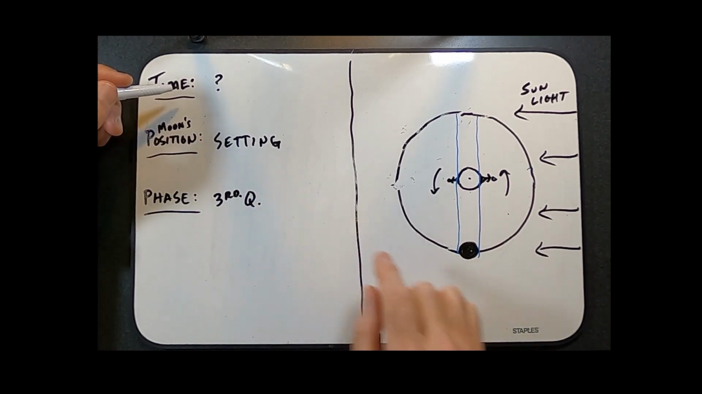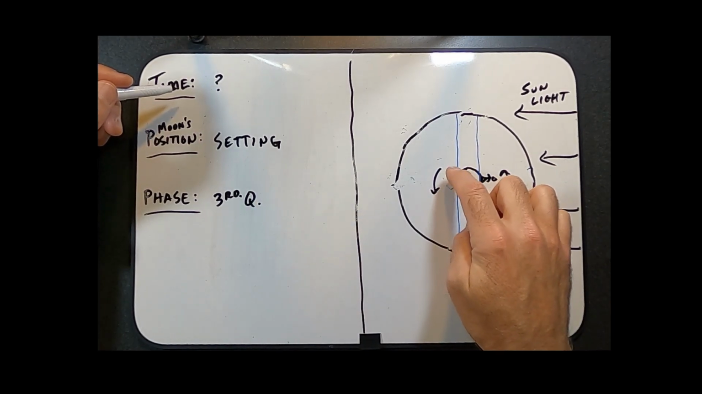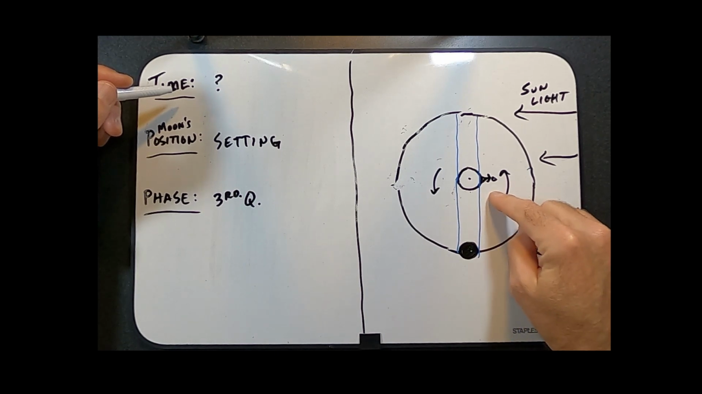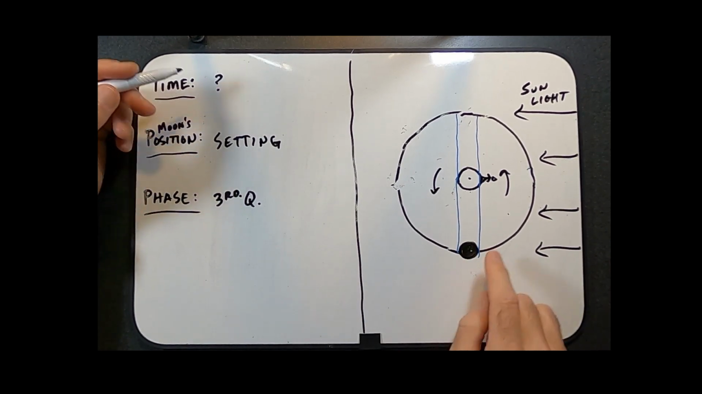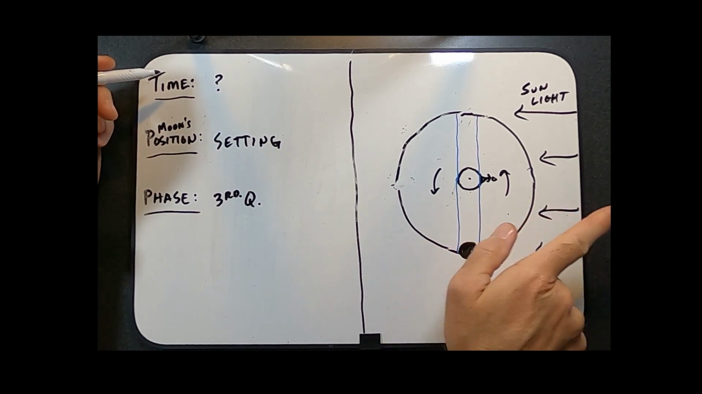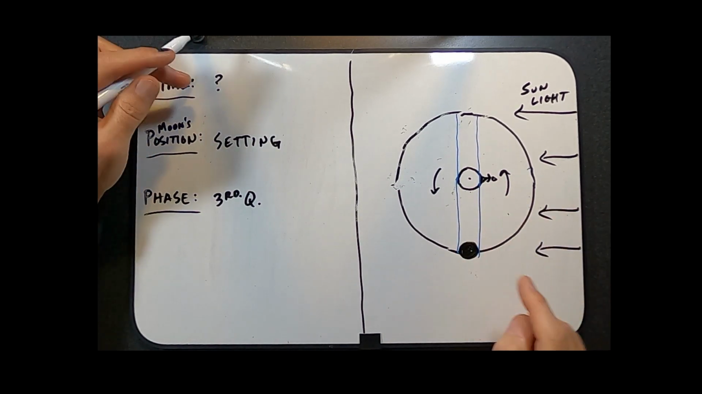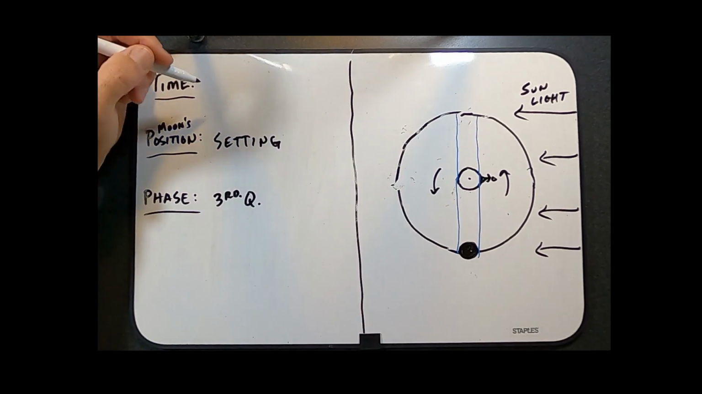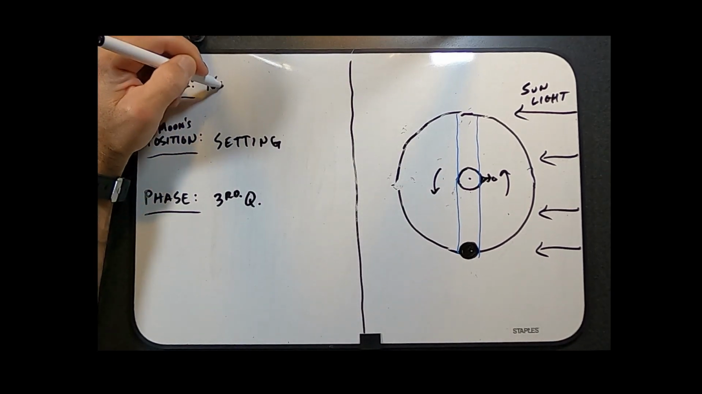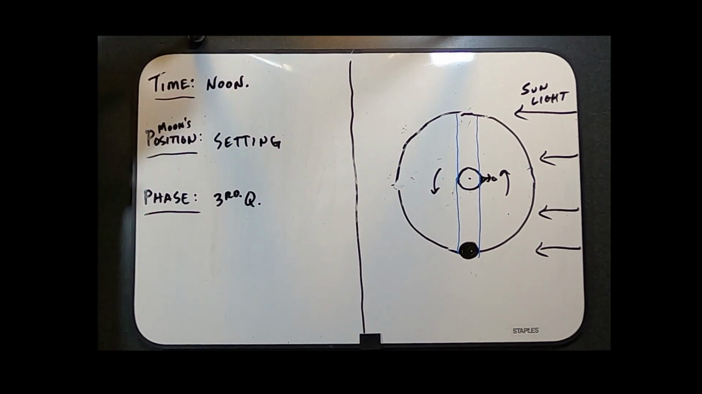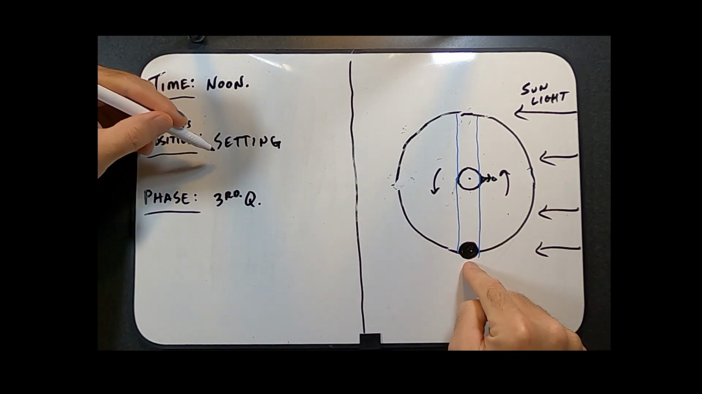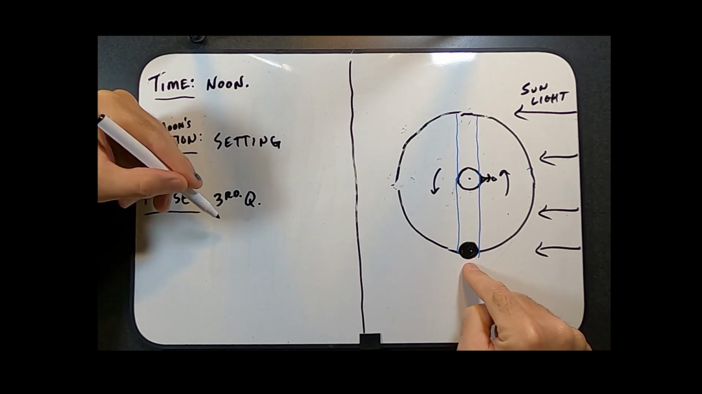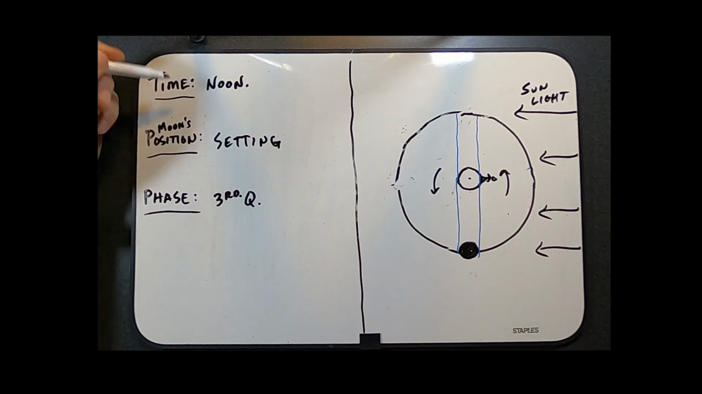So we want setting, which means it can't be this person. This person sees this moon setting. It's a third quarter moon. The time of day is when the sun is directly overhead. The time of day, think about what it is, is noon. So if it's noon, directly overhead, the moon from this person is going to be setting while it's a third quarter. So notice how these three things come together.